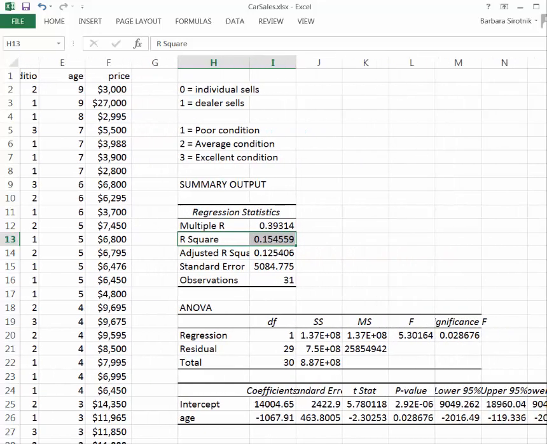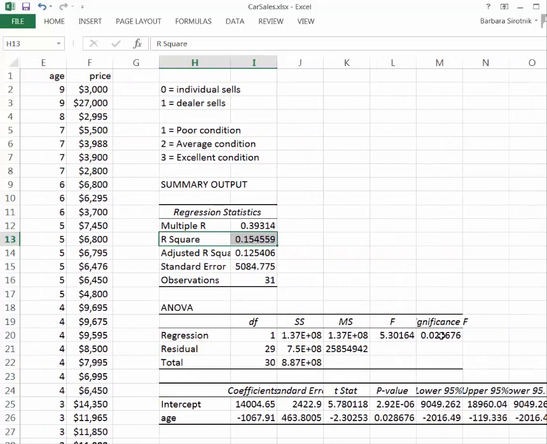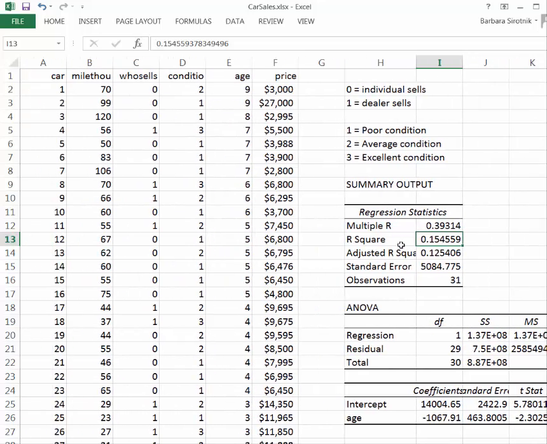Also, I'll move this over, and please notice the significance. That's 0.028. Wow, well that means that it is less than 0.05. It is a good predictor, but is it practically significant in addition to statistically significant? I think not. I think the 15% is really not very good. Well, what could be the problem? Because logically, I would think that age of a car would be a good predictor of price.